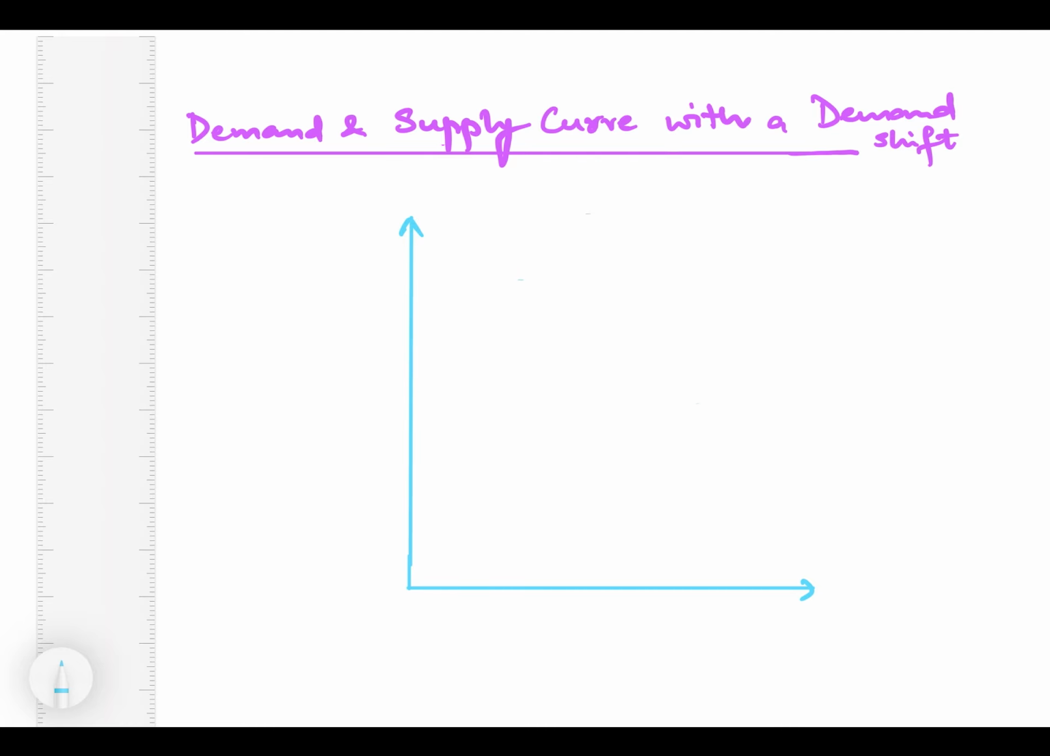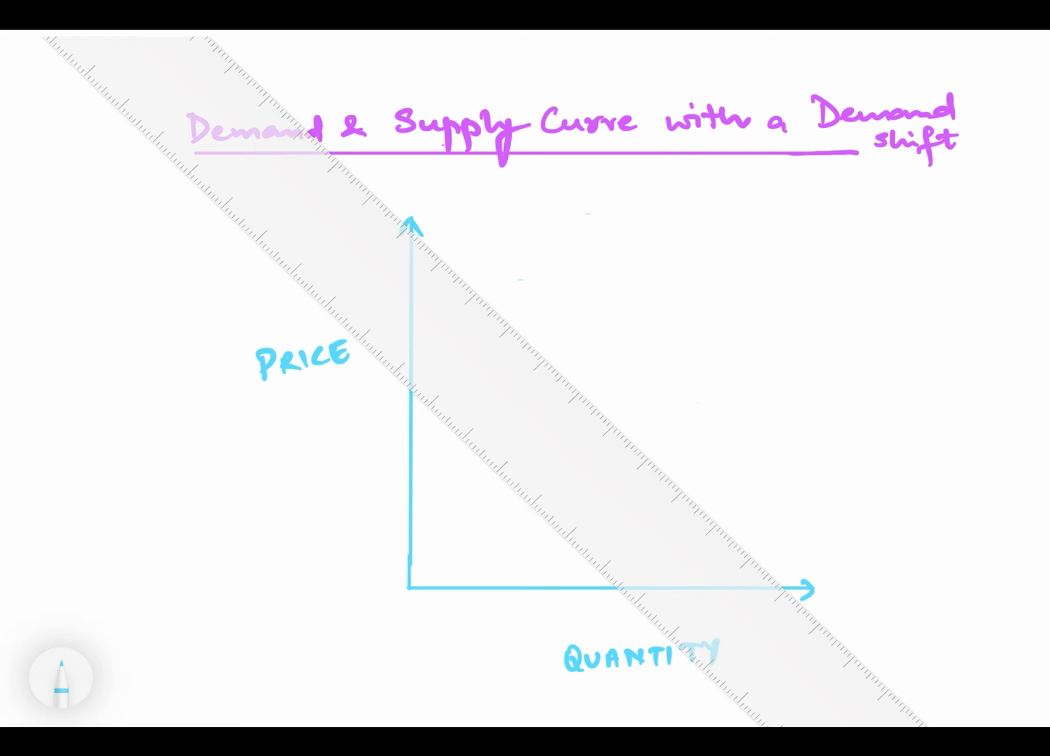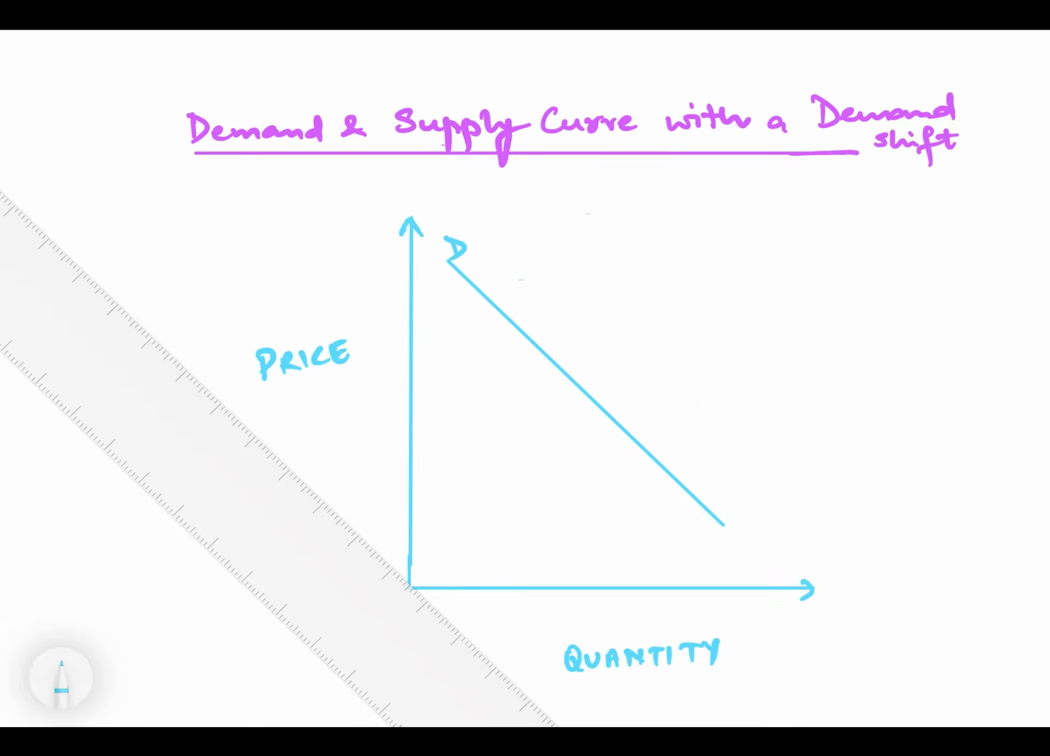On the vertical axis, we measure price, and on the horizontal axis, we measure quantity. The demand curve slopes downward. As price falls, consumers buy more. So, this is a downward sloping curve. We label it as, let's say, DD.